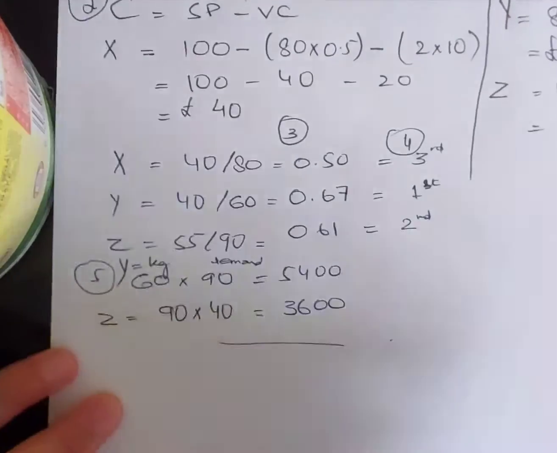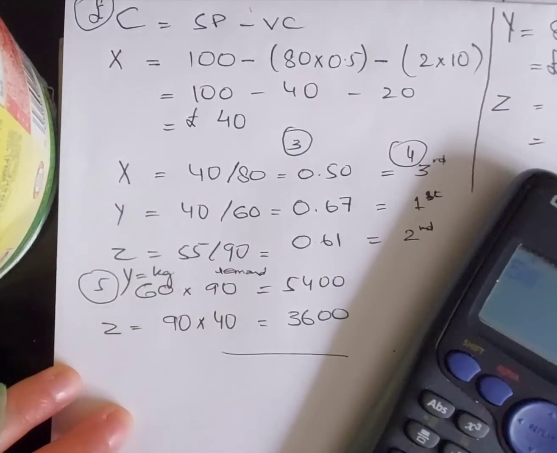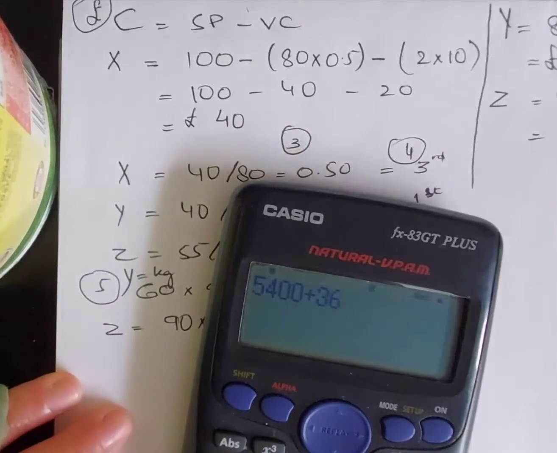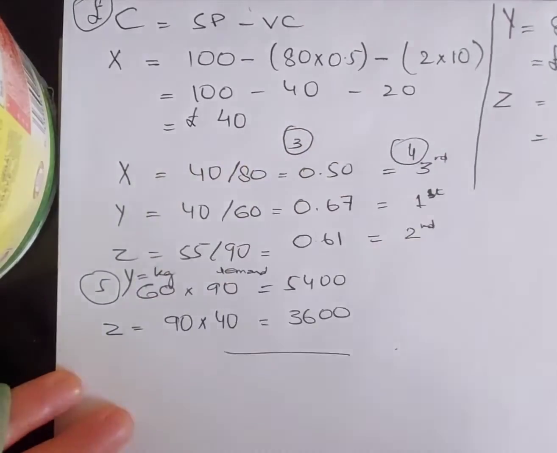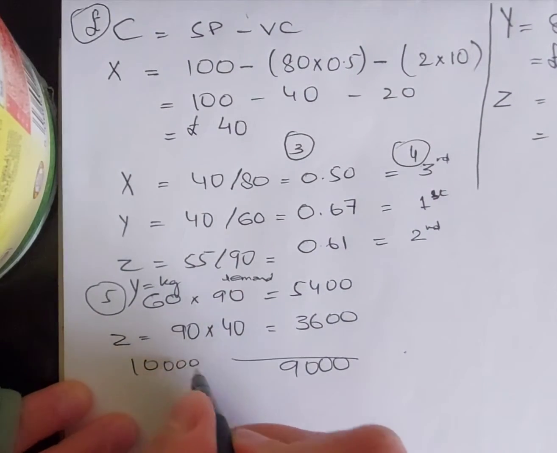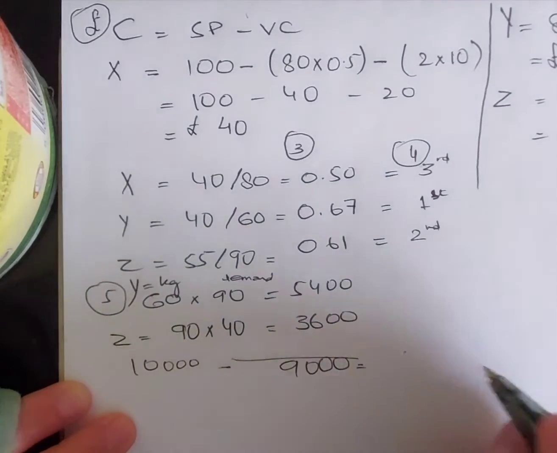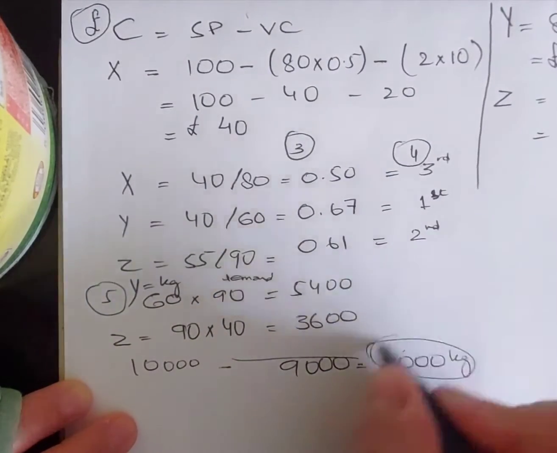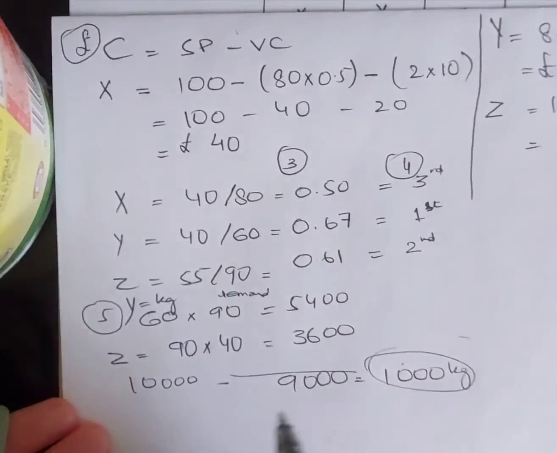Now we need to see how much that is. 5400 plus 3600 gives us the value 9000, which means out of 10,000 we are left with only 1000. So we have to allocate this 1000 kg to X.